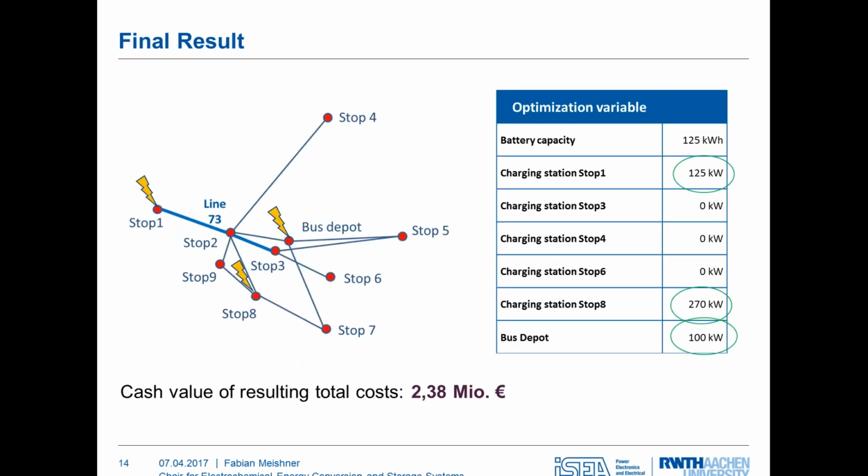So this would then be our final result. We now have our battery capacity of 125 kilowatt hours in each of the 3 buses. We have, where the yellow sparks are, 3 charging spots at stop 1, stop 8, and in the bus depot. At stop 1 with 125 kilowatts. At stop 8, the stop where they drive in the morning, 270 kilowatts, and an overnight charger in the bus depot of maximal power of 100 kilowatt. And the cash value of the resulting total cost for this configuration would then be 2.38 million euro. So that's it from my side.